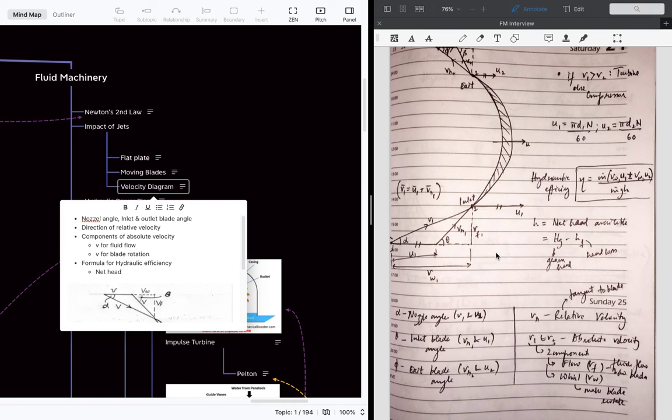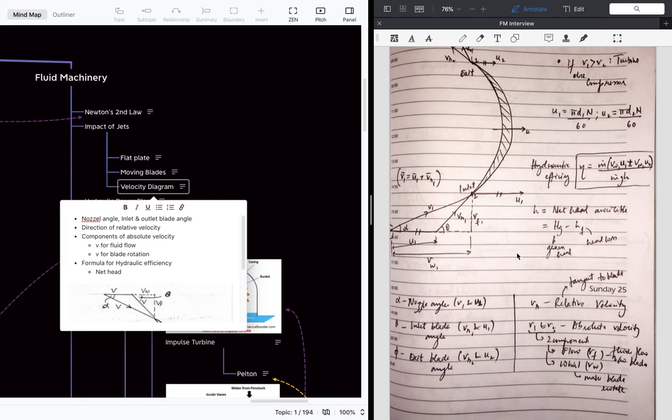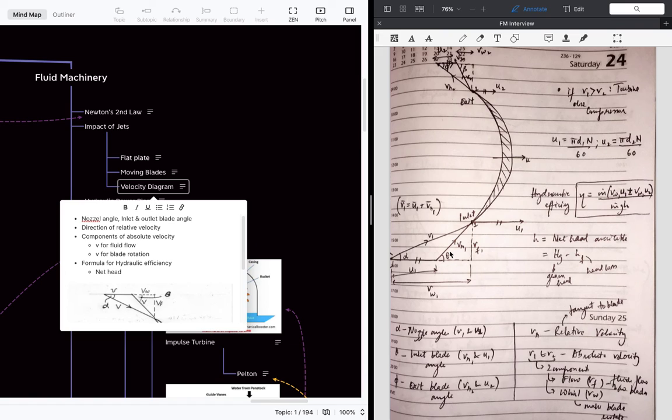So what does this mean? This flow velocity makes sure that the fluid will flow throughout the blade, and this whirl velocity makes sure that the blade rotates. This is the velocity component which makes the blade rotate along the shaft, and this one makes sure that the fluid flows throughout the blade and exits here. So the two components are divided like that, and you will see that this is the case where the fluid is going through tangentially with respect to the shaft.